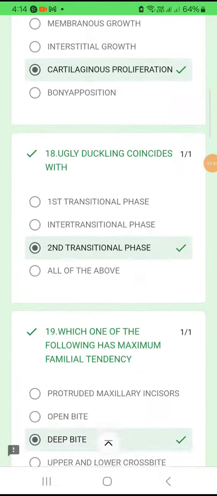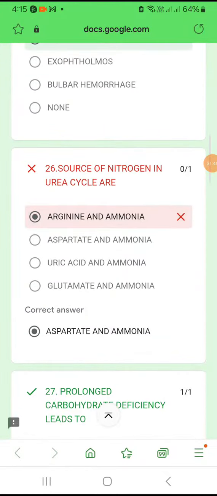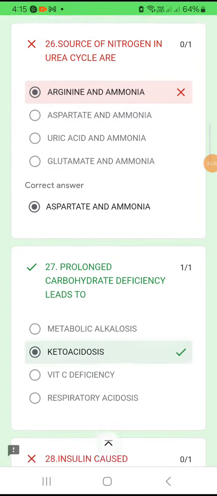Okay, so the next question is the source of nitrogen in the urea cycle. The answer is aspartate and ammonia. Okay, the answer is aspartate and ammonia. Just please note down. Sorry for the correction. The source of nitrogen in the urea cycle is aspartate and ammonia.